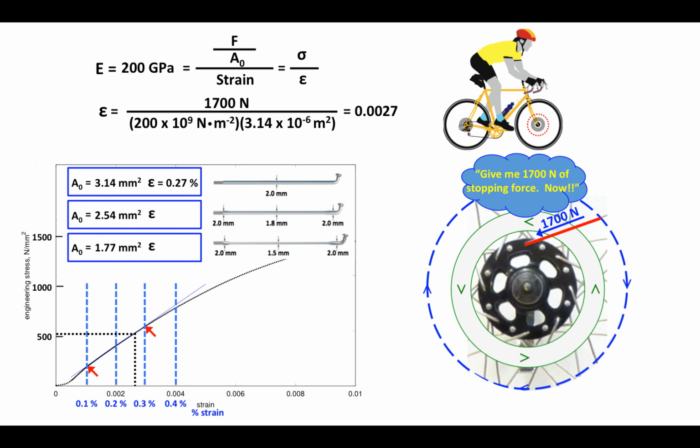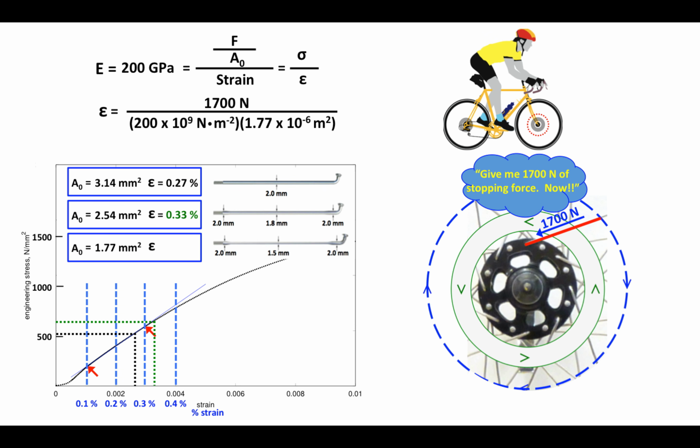0.27% on my stress strain curve is clearly within the elastic region of the spoke. For my second spoke, with a cross-sectional area of 2.54 square millimeters, I calculate epsilon and I get 0.0033, which is 0.33%. And at 0.33%, with that gigantic force, I may have gone a little bit beyond my yield point.